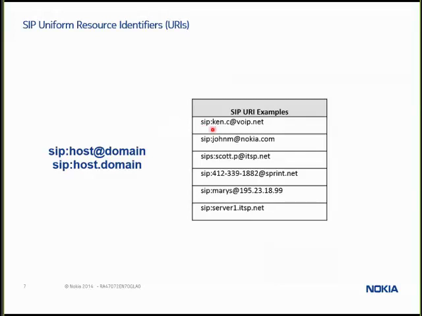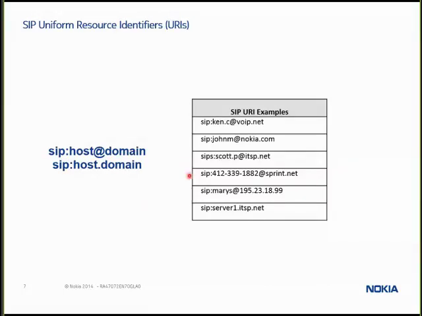So SIP:ken.c@voip.net is an example, or SIP:johnm@nokia.com. We also can identify a host. This would be a server. So something like SIP:server1.itsp.net. Okay, so that's one example of a server.